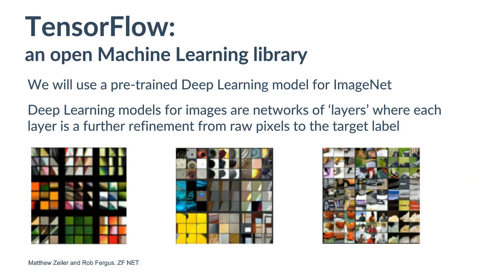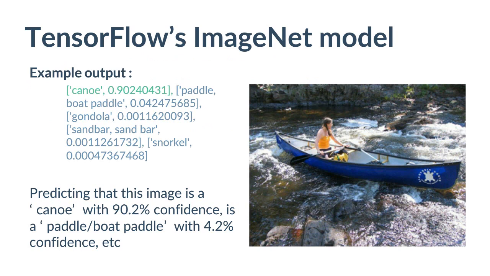So for this, like the example we saw earlier, we use a pre-trained deep learning model for Imagenet. It's an Inception model for those of you who want to dive deep into the exact architecture. And so same intuition. This deep learning model is a network of layers where each layer is a further refinement from raw pixels to the target label. And so here's an example output, and this should be familiar to any of you who have worked in machine learning before. Given this picture that it hasn't seen before of a person in a canoe, the algorithm is predicting with 90% confidence that the correct label for this image is canoe.